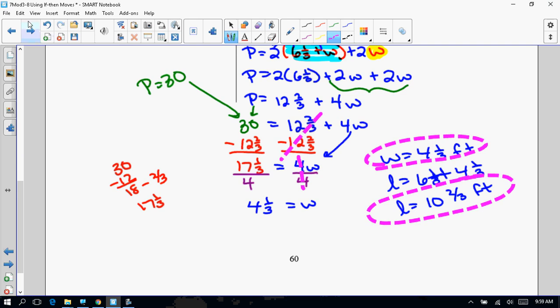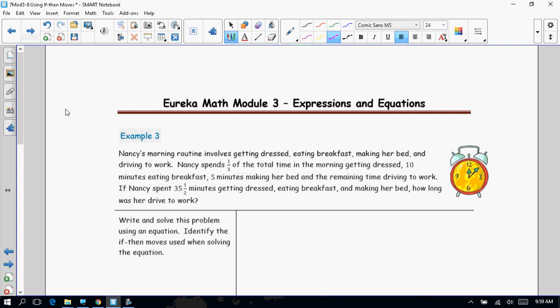All right, let's go on. Nancy's morning routine involves getting dressed, eating breakfast, and making her bed. Right? Oh, and then driving to work. Nancy spends 1/3 of the total time in the morning getting dressed, 10 minutes eating breakfast, and 5 minutes making her bed. And the remaining time is her driving to work. If Nancy spent 35.5 minutes getting dressed, eating breakfast, and making her bed, how long does it take her to drive to work?